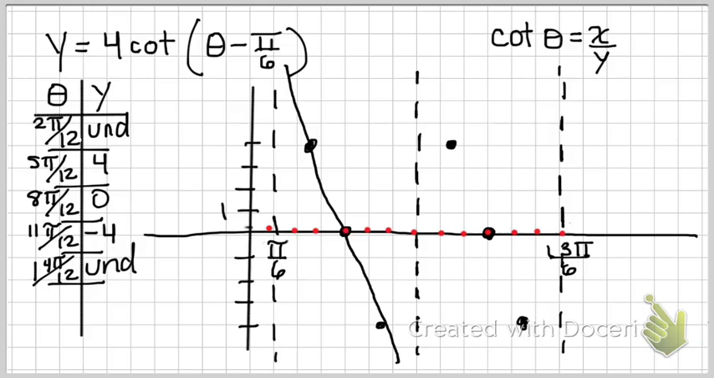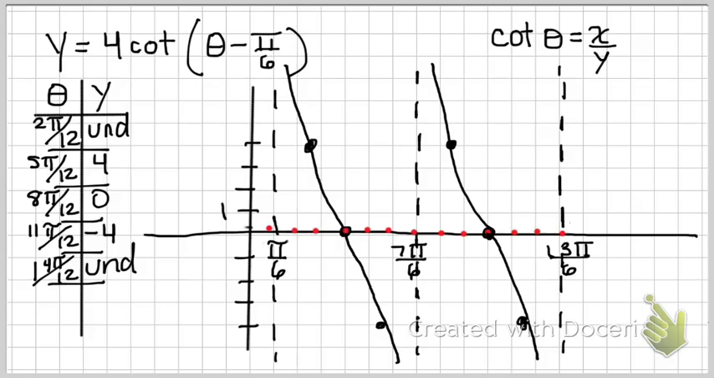13 pi over 6. And another way that I could have done that is by adding the period, right? So I could have gone pi over 6 plus pi, and that'll take me to 7 pi over 6, and then plus pi would take me to 13 pi over 6, because we have two periods, right? And I know that the period is equal to pi. And there we go.